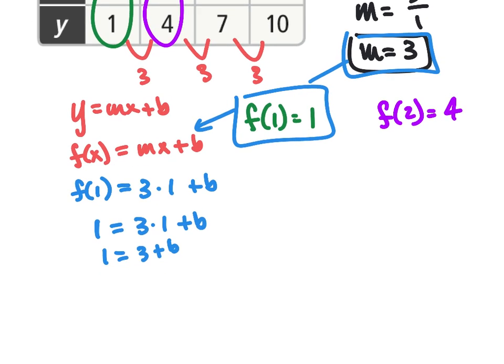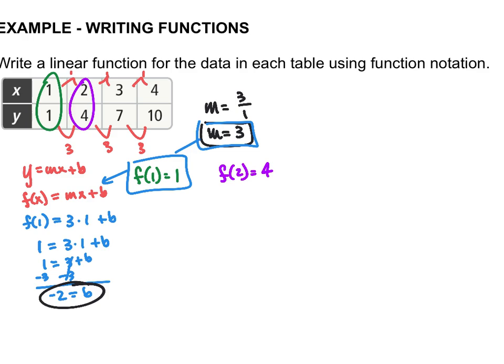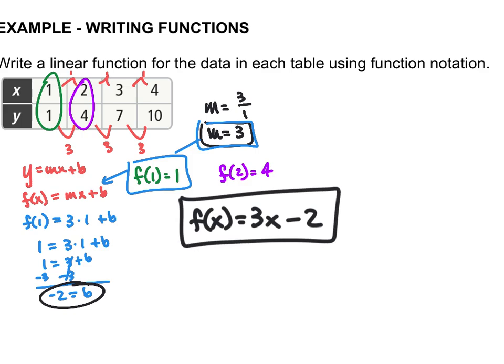Therefore, I can solve for b by subtracting 3 from both sides, and I end up getting that negative 2 is equal to b. So that is my y-intercept, and I can write this whole answer here as f of x is equal to 3x minus 2. And that is what we were being asked to do, write a linear function for the data, okay?